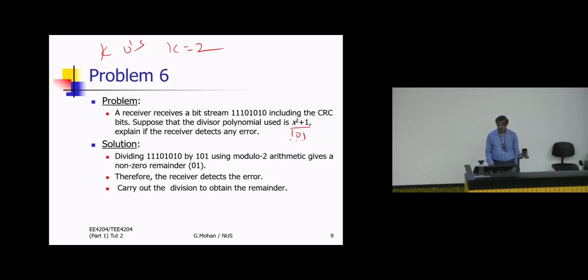But the receiver divides all the bits including the CRC bits by the divisor, and checks if the remainder is 0 or not. If the remainder is 0, it will declare that there is no error, but that may or may not be correct. But if you get a non-zero remainder, you are 100% sure there is an error. In this case, when you carry out division, you get remainder 0, 1. So the receiver can detect the error.